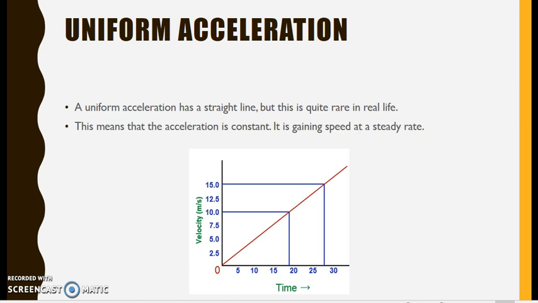So this means that it's gaining velocity, aka speed, at a steady rate. For example, a rock is falling without air resistance. This means that it is gaining speed at a steady rate due to gravity.